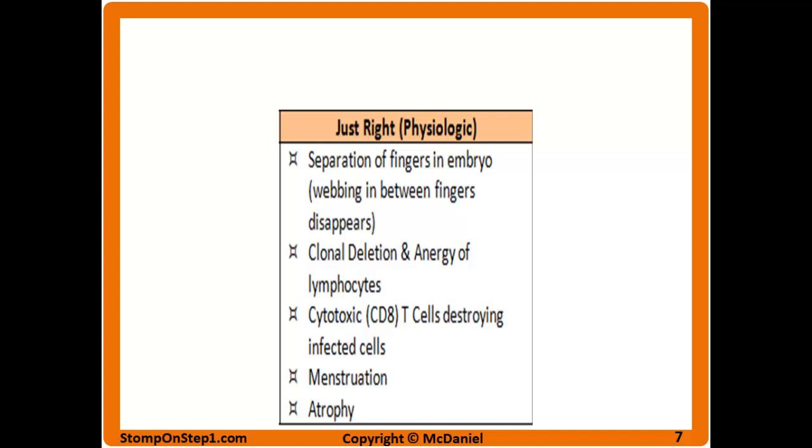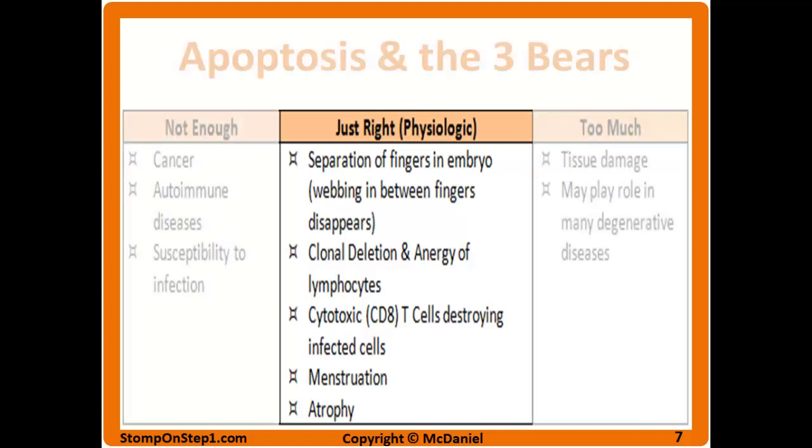You have the separation of the fingers in embryos, so you're having the webbing in between the fingers disappear. You've got clonal deletion of lymphocytes. You have cytotoxic CD8 T cells destroying infected cells. Menstruation has certain types of apoptosis, and atrophy would be another type of apoptosis.